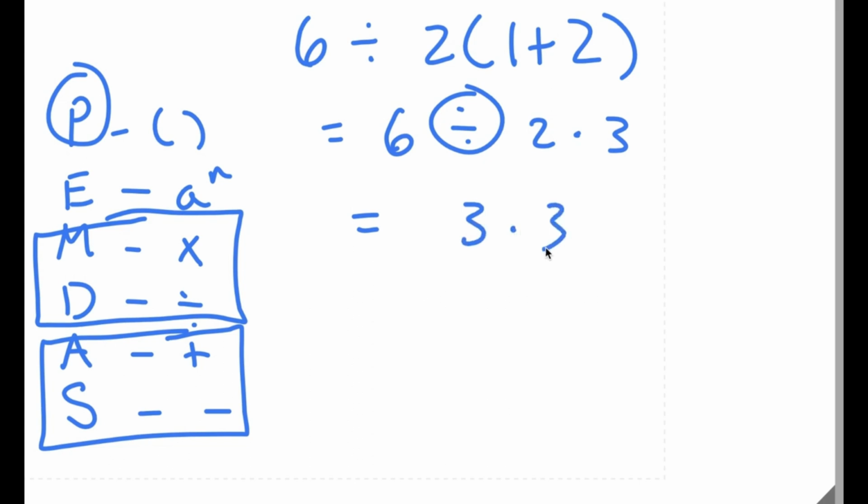So now I have 3 times 3, and now all we have left is multiplication. 3 times 3 is 9. So 9 here would be our answer.